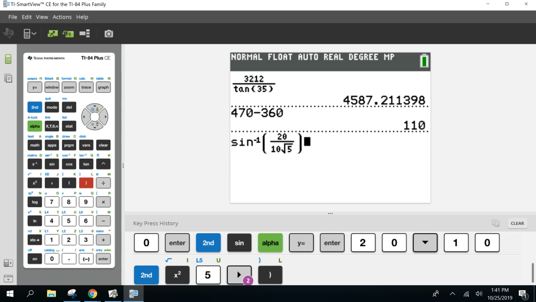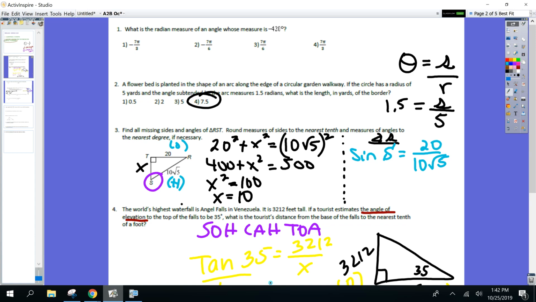We're going to have some rough times on Monday. Was that 63? It says nearest degree. 63 degrees. So angle S is 63.